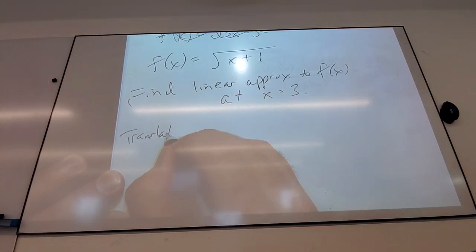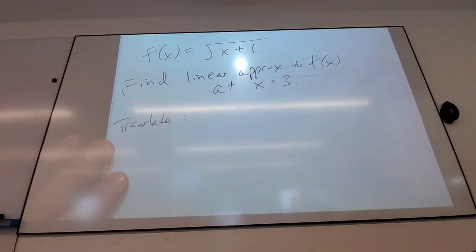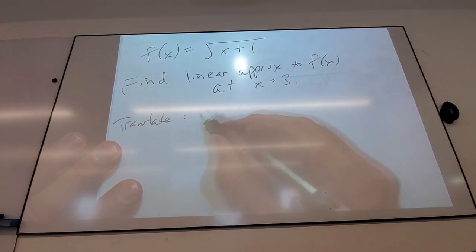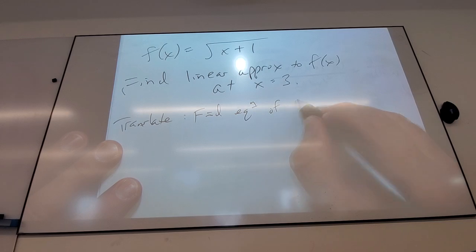You point Google Translate at it. Say, Google, translate this to less freaky calculus. And it says, find equation of tangent line at x equal 3. Okay.